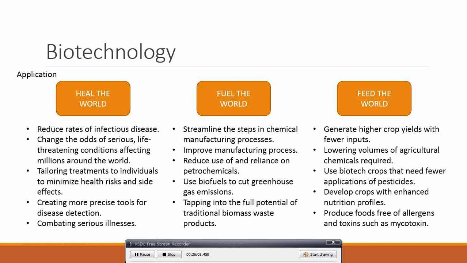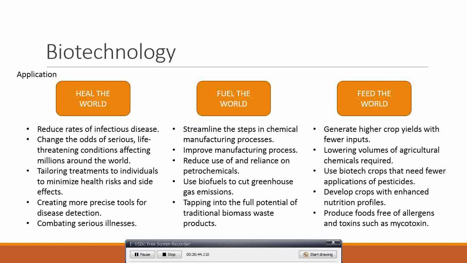Maknanya the biomedical engineering field will come together with biotech so that we can design, develop a lab-based system which are able to detect diseases quickly, to creating more precise tools, combating serious illness. Penyakit ni kita kata biotech ni dia akan keep on producing drugs and things, vaccine and so on, so that they can fight the illness, infectious disease and so on.